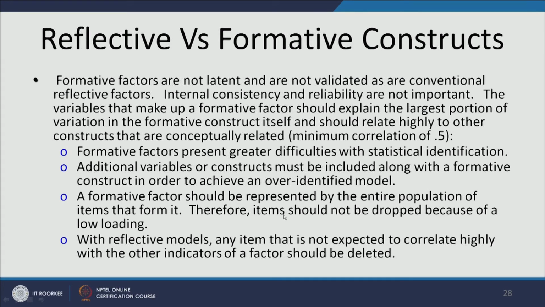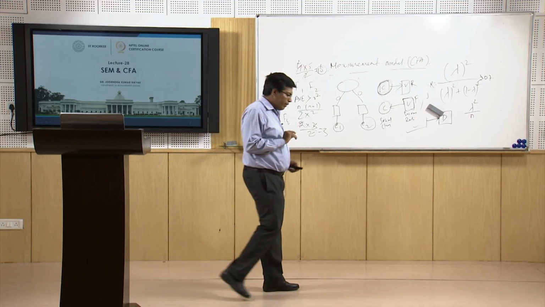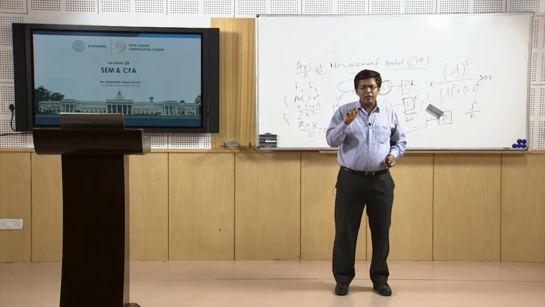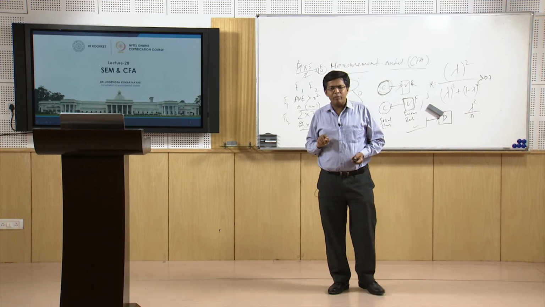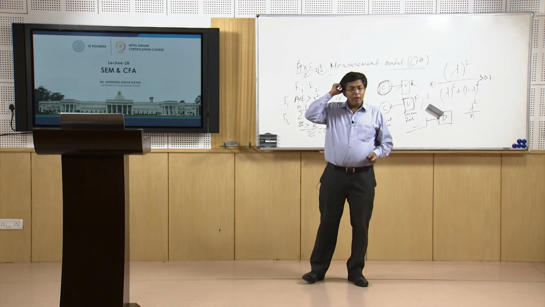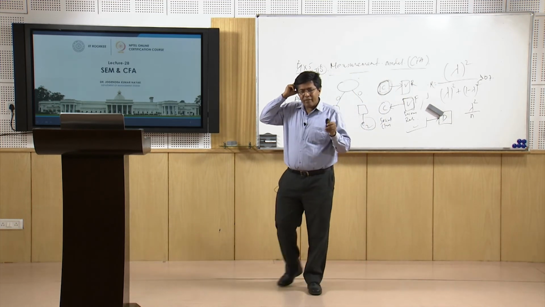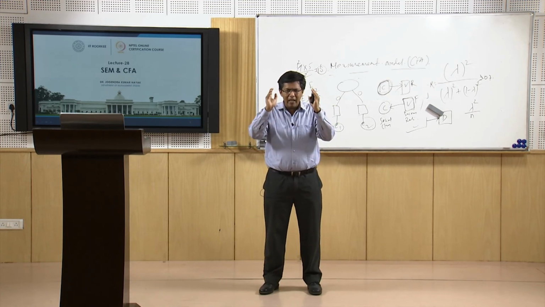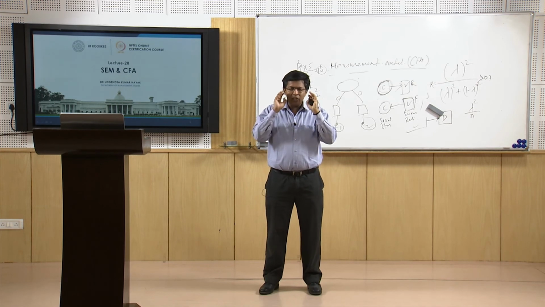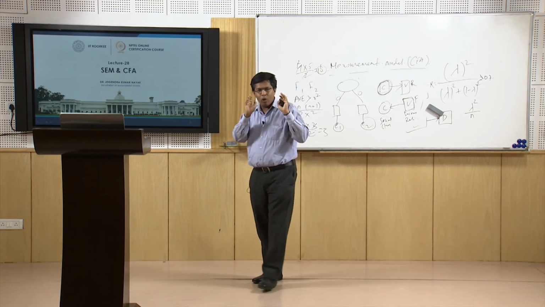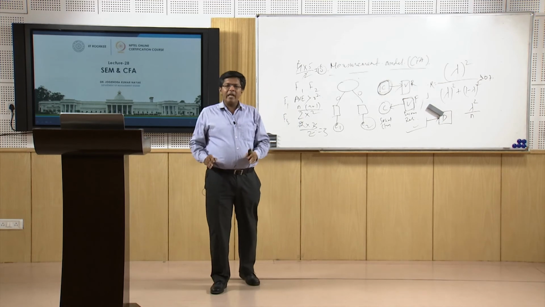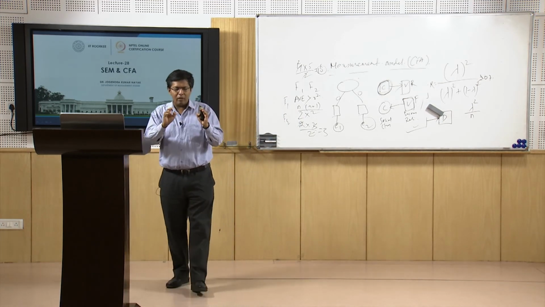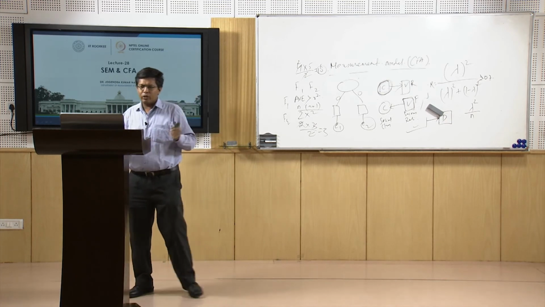This is the beautiful part: the difference between a reflective and a formative construct is that in a formative construct we do not drop an item just because of its poor loading. But in the case of a reflective construct in CFA, when an item or a variable does not show a sufficient loading onto the factor, then this item is a very good case for deletion. One should delete it, right.